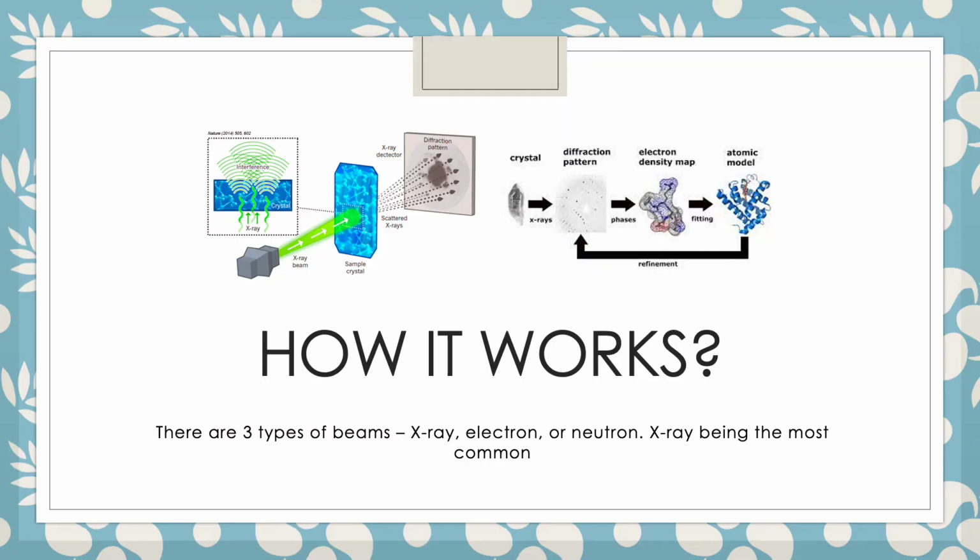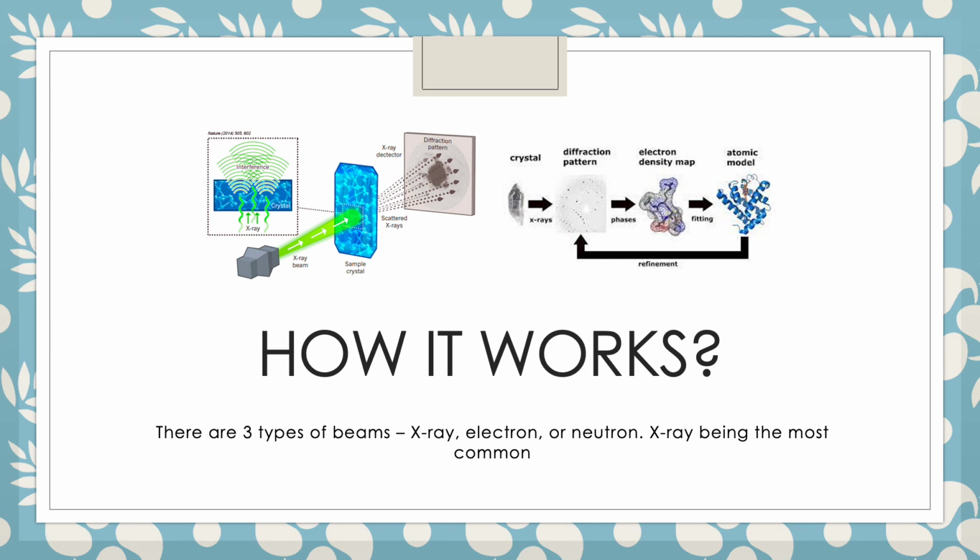How does crystallography work? To begin with, there are three types of beams: X-ray, electron, or neutron. X-ray is the most commonly used in the science field. Crystallography methods analyze diffraction patterns of a substance caused by shining a beam of radiation onto it. That is what is being shown in the first image on the top left corner.